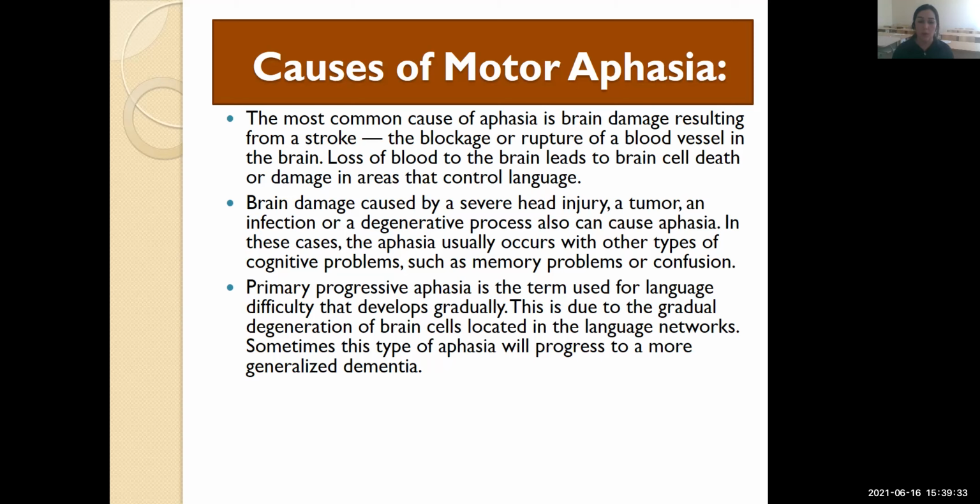Primary progressive aphasia is a term used for language difficulty that develops gradually. This is due to the gradual degeneration of brain cells located in the language networks. Sometimes this type of aphasia will progress to a more generalized dementia.